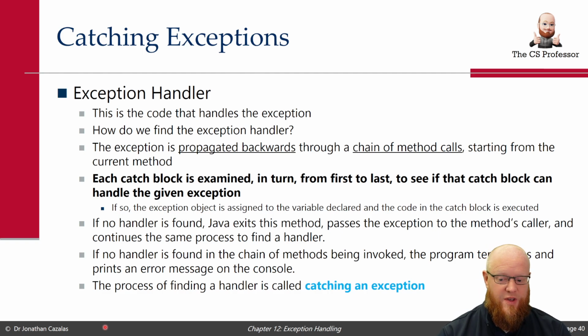But if no handler was found, if there was no matching catch block, Java will exit that method and will pass the exception back to the method's caller and will continue that same process, looking for a catch block that will be able to handle that exception. And if once again there's no matching catch block, well then that method will be aborted and the exception will in turn be thrown back to its caller. All the way back to if you make it to your main and there's still no catch block, that's when your program will still ultimately crash. So this process of finding that handler that can deal with the exception is called catching an exception.